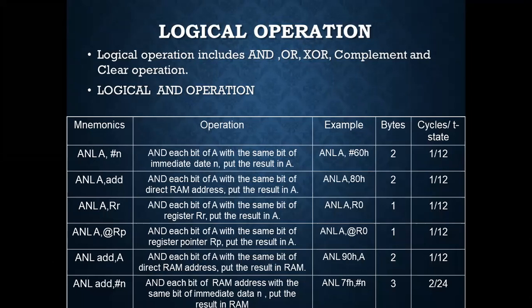So in the ANL operation, whatever the instruction is, just see that after the mnemonic, whatever the register or address is, the result will be stored into that particular location. For the first four instructions, the result will be stored into the A register, and for the rest of the two instructions, the result will be stored into the particular address.